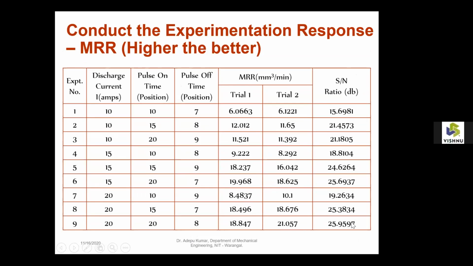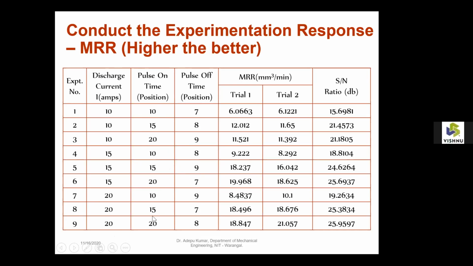So 26 is your maximum signal to noise ratio. A3 is there, B3 is there, C1 is not there, C2 is there. So A3, B3, C1 will give the better value. So you are taking only 9 values using Taguchi. Your optimum condition is 2027. 2027 is not here.